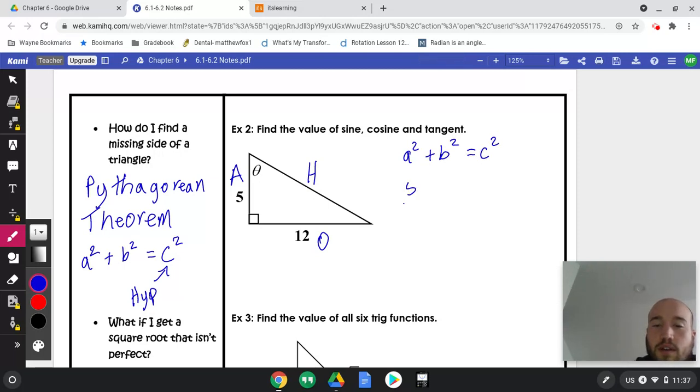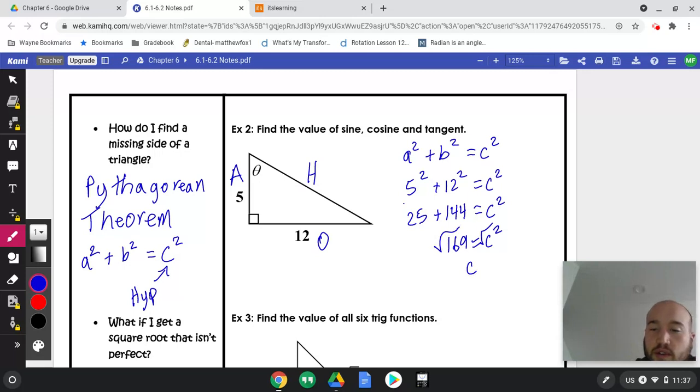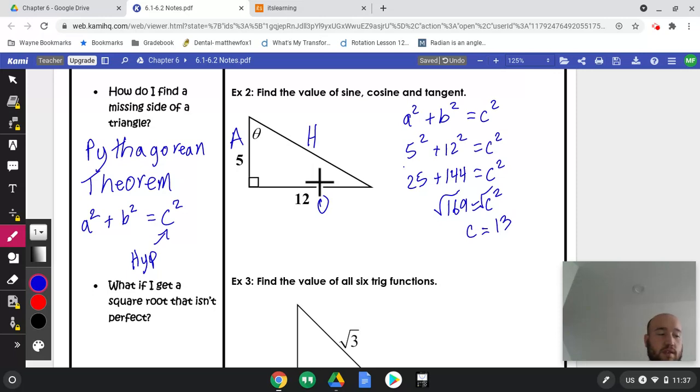So if we have a squared plus b squared equals c squared, then we're going to do 5 squared plus 12 squared equals c squared. That gives us 25 plus 144 equals c squared. We add those together, we get 169 equals c squared. To get rid of that square, we have to take the square root, so we do it to both sides. And hopefully you know the square root of 169 is 13. Now, some of you might be saying, what about plus or minus 13? Keep in mind the hypotenuse is a distance we're measuring. It has to be a positive number. So our hypotenuse is 13.